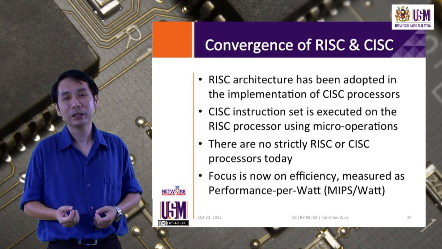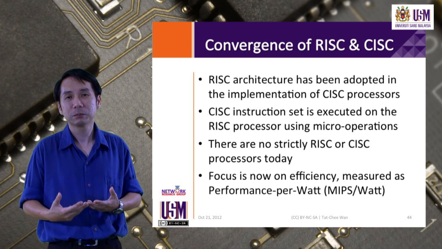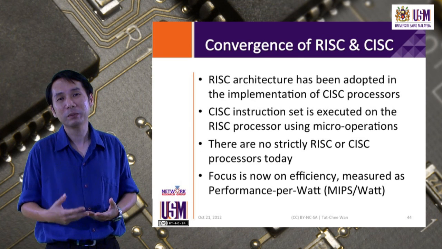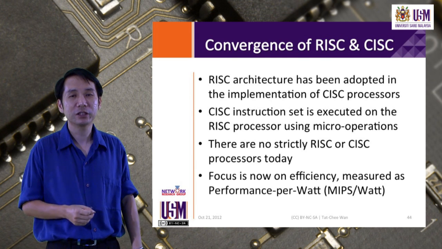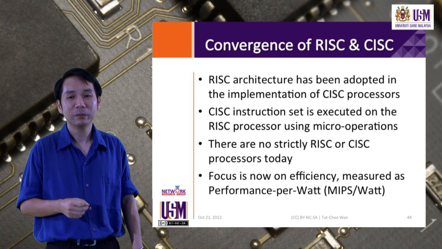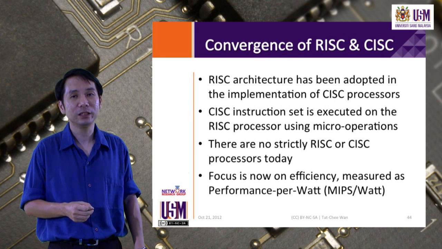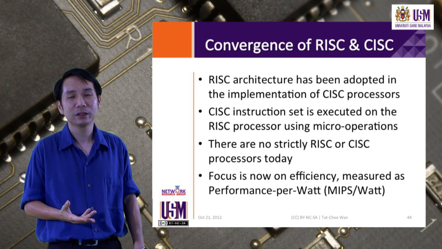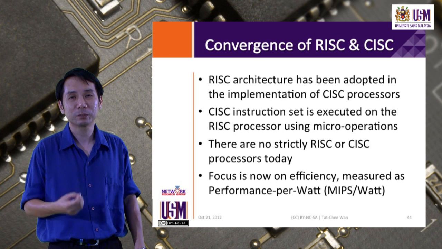Instead, what we have are CISC instruction sets running on RISC processor cores, but you may not be able to see the RISC processor core on such architectures. Today, the focus is on efficiency of processing, measured as performance per watt or MIPS per watt, instead of purely the number of processors or number of transistors or the number of clock cycles or the speed of the processor.